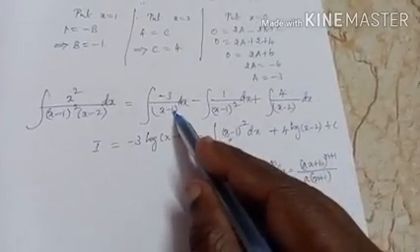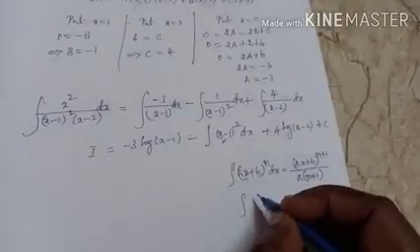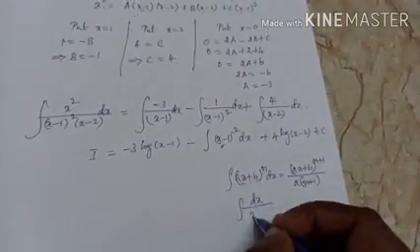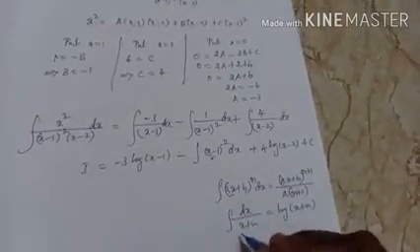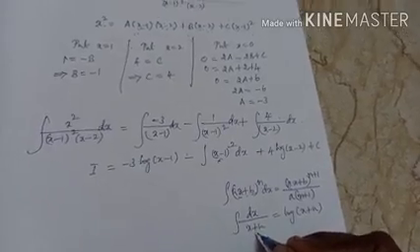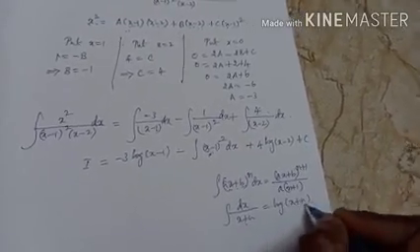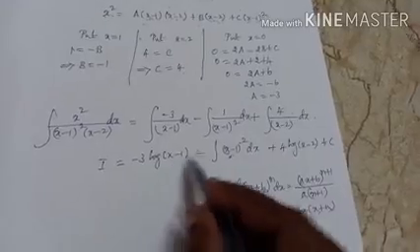And this, you know, we have discussed in the last two problems: dx by x plus a is log of x plus a. Whether plus a or minus a, dx by x minus a is log of x minus a. So the formula is right.